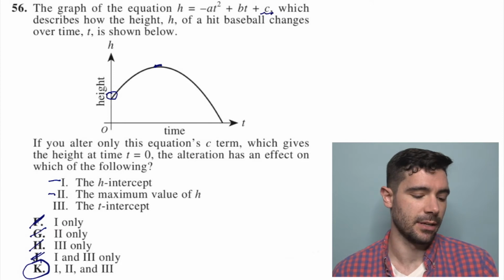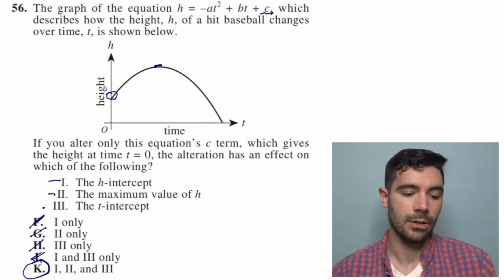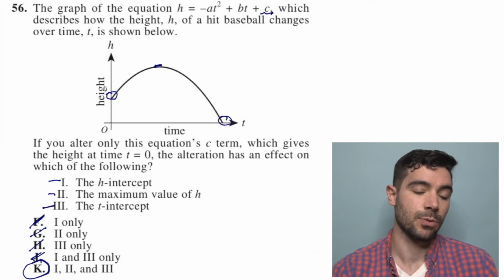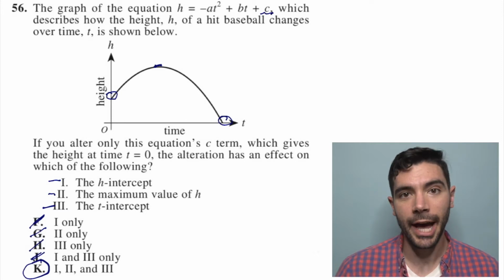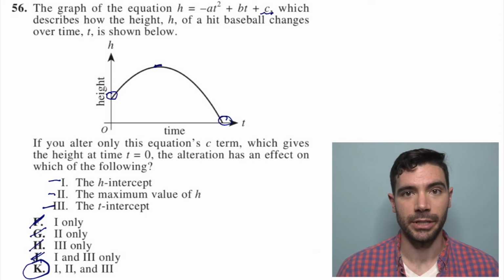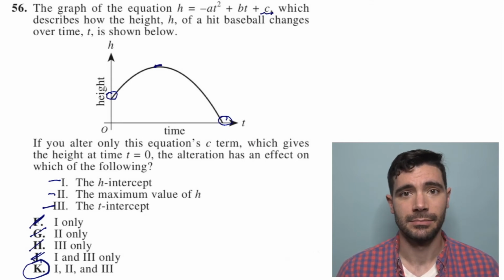Just for funsies, let's see. Roman numeral 3 was the t-intercept. Well, the t-intercept is right here. That's where height equals 0. So that would be how long it takes the ball to hit the ground. Well, yeah. If you hit a ball from on top of a huge building, it's going to take way longer to hit the ground. Cool.